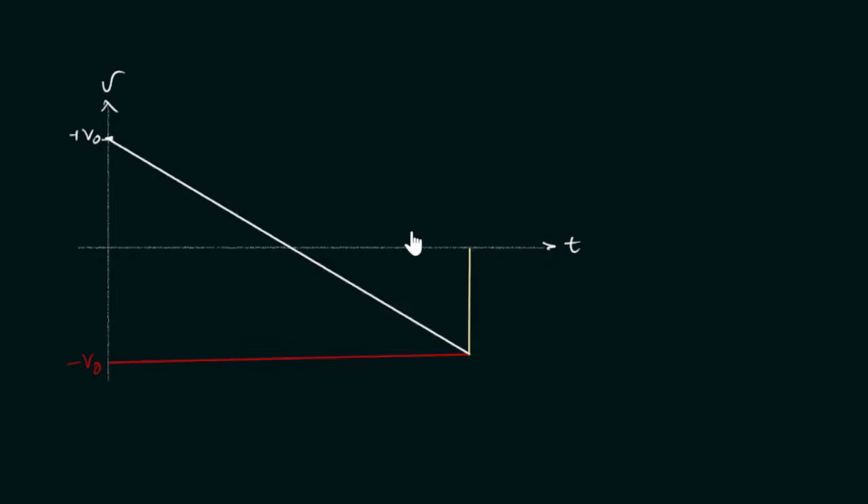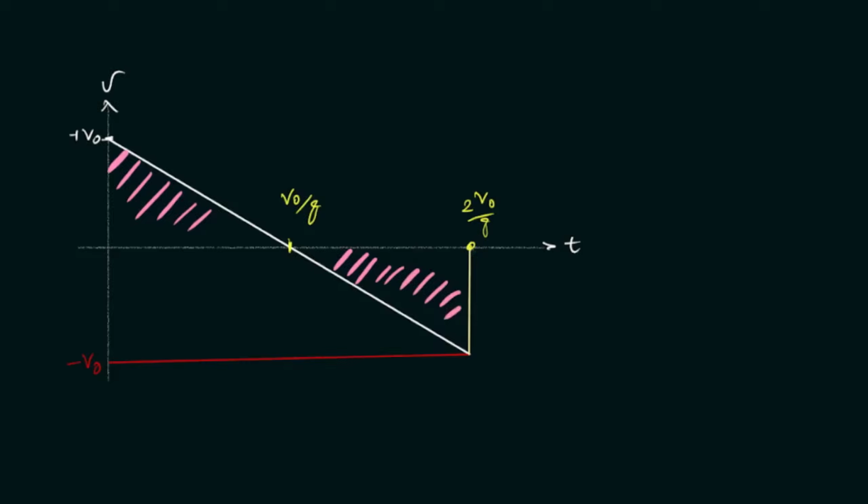Now let us look into the time. The time for reaching the maximum height upward is going to be v naught by g, and the time for coming back to the initial point is going to be 2 v naught by g. So this particular area. Now as we know, the area of the velocity time graph gives us the displacement.